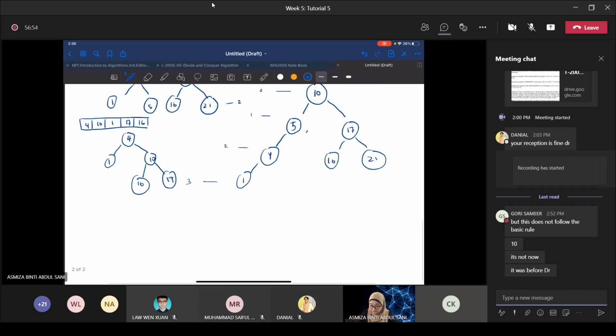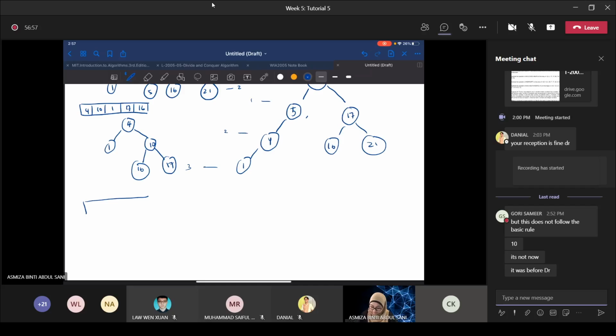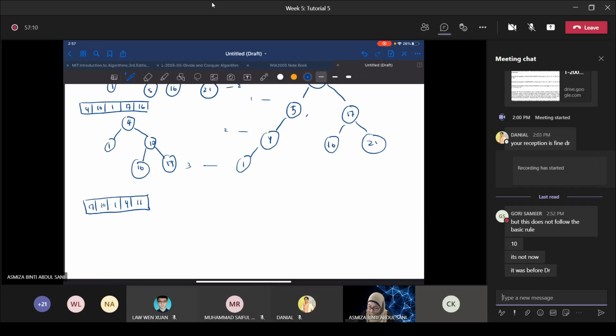Let's say we change it a little bit. Let's say we have 17, 10, 1, 4, 16, for example, and let's see what kind of tree we get. So we're going to get 17. We're going to get 10. We're going to get 1. And then we're going to get 4. And then we're going to get 16.